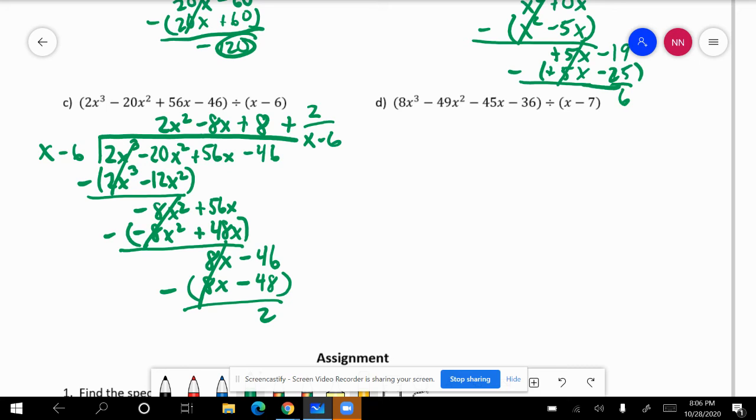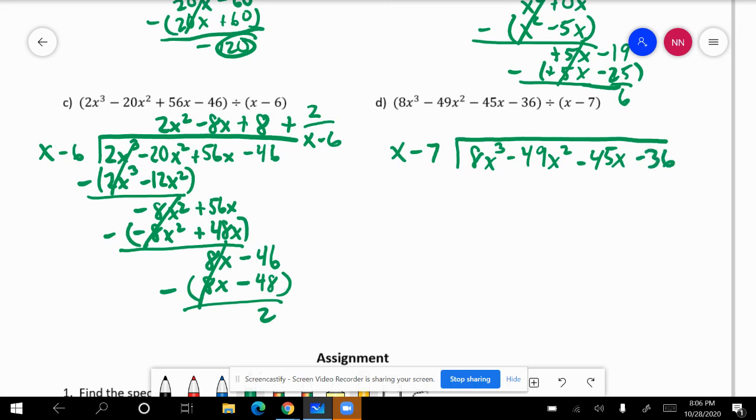Looking at our last one, we're going to take the x minus 7 and divide 8x cubed minus 49x squared minus 45x minus 36. X goes into 8x cubed, 8x squared times. 8x squared times x is 8x cubed. 8x squared times -7 is negative 56x squared. We subtract. First terms once again cancel. This becomes 7x squared. And then we bring down the 45x.